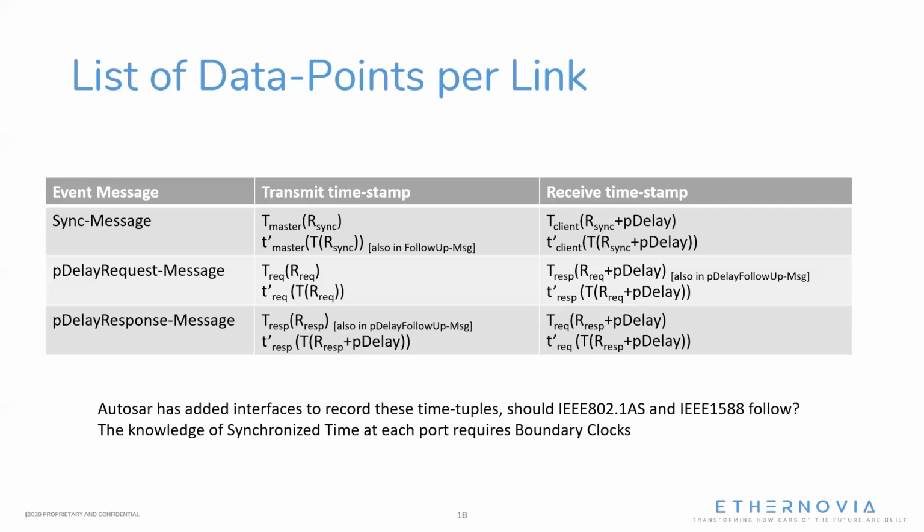But as I mentioned before, this requires the synchronized time to be available on all slave ports and on all master systems. So we are requiring boundary clocks with the system. Now, what do we do with this set of 12 timing information elements from our system? And why is it a good idea to record these?